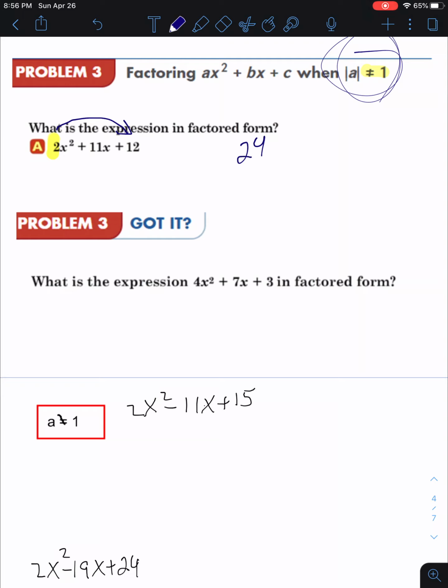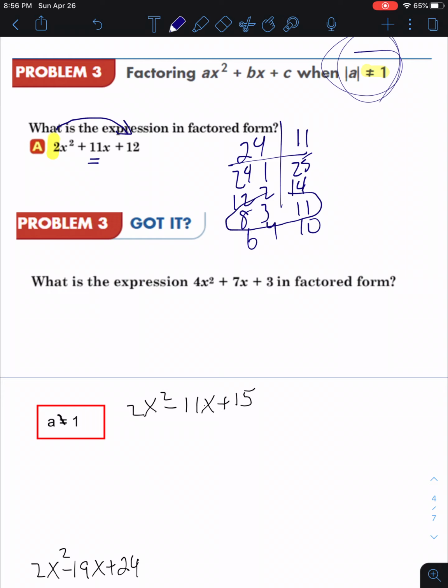Okay, so now we're going to use the same idea. We're going to come up with terms that give me a product of 24 and a sum of this middle term. So 24 would be like 24 times 1, but that's 25. No. 12 and 2, well that's 14. Closer, but no cigar. Let's go 8 and 3, which would give me 11. Aha, that's it. 6 and 4 is the last one, but that only gives me 10. So 8 times 3 is it.